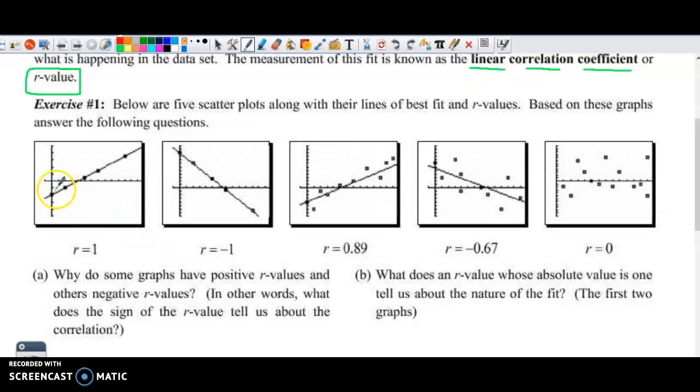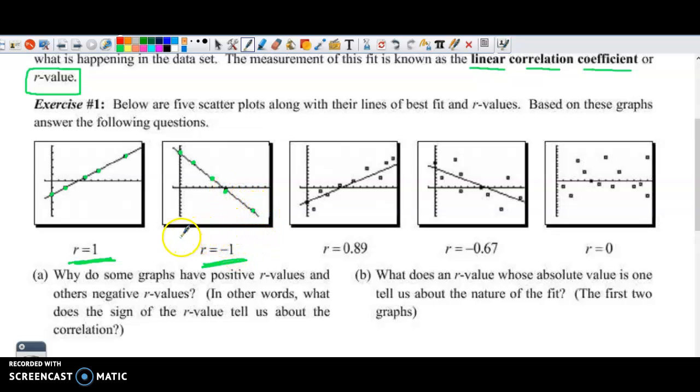As we look at this, this first one just has all of the points on the scatter plot fall directly on that line of best fit. And notice that my R value was first of all positive, and it was 1. Because now, as we look at the next one, the R value is now negative, but all of my points are still on the line. So that is also a 1.